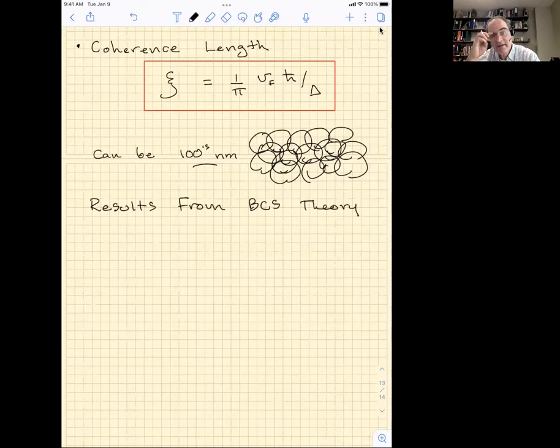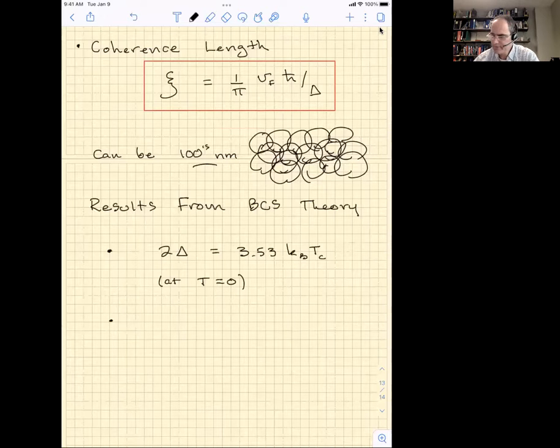The first concerns the relationship between the gap and the critical temperature. So according to BCS theory, 2 times delta, where delta is the gap, should be 3.53 k_B T_C. So the magnitude of the gap determines the magnitude of the transition temperature. Oh, and this would be at 0 temperature.